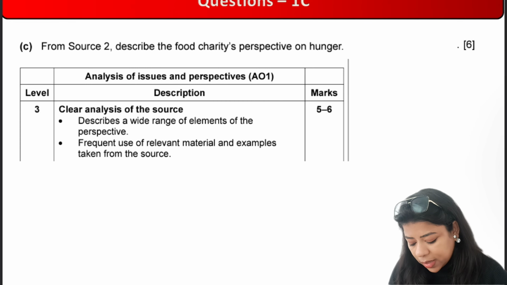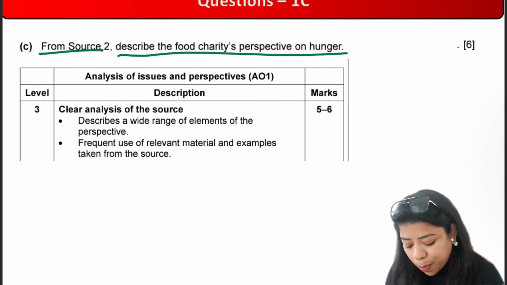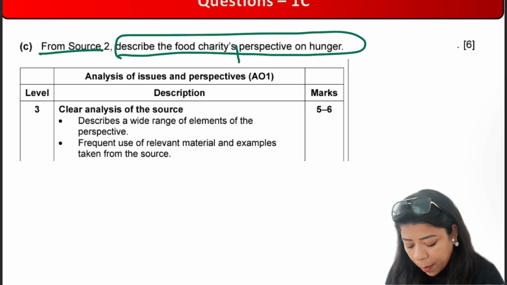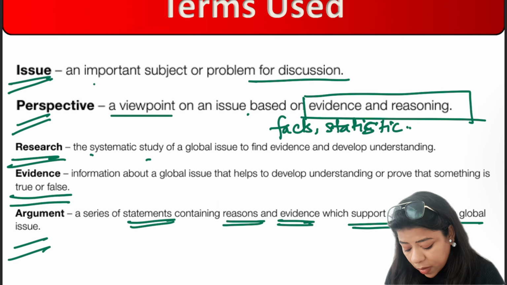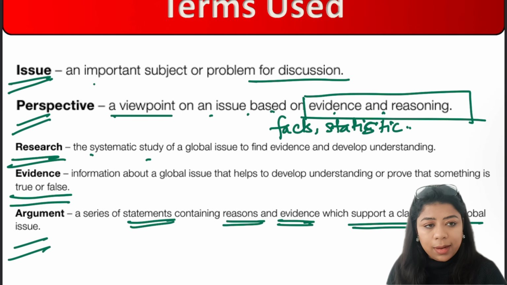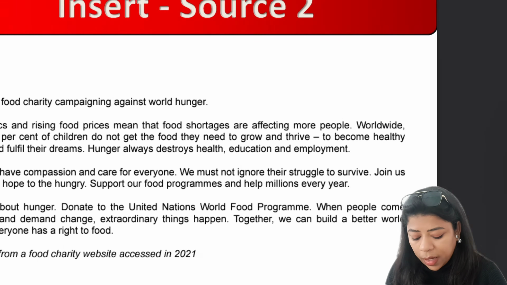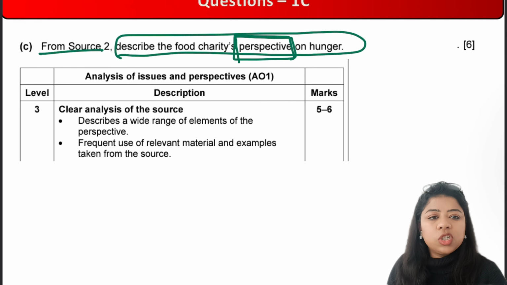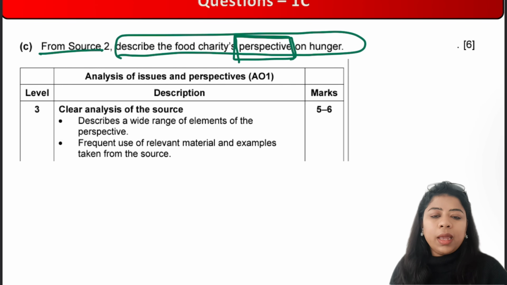We are going to read the question, that is from source 2. Describe the food charity's perspective on hunger. Perspective is the keyword over here. What did we read about perspective? A viewpoint on an issue based on evidence and reasoning. Now I have skipped question 1A and 1B because those are mostly identification and direct questions, so I'm not going to discuss that in today's class.